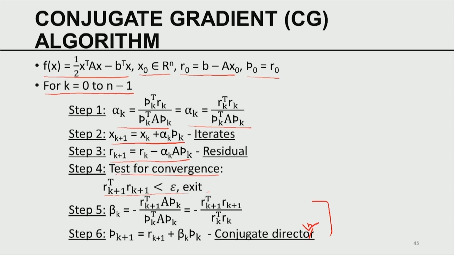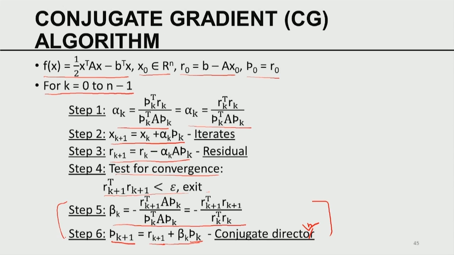Conjugate direction. So steps 5 and 6 together help you to define the conjugate direction. P k plus 1 is the new conjugate direction, P k is the old conjugate direction, R k plus 1 is the new residual I have already computed. So using the new residual and the old conjugate direction, I am taking a linear combination to get the new conjugate direction. The coefficient of the linear combination is beta k, and beta k is again given by two ways of computation, one by this formula, another by the other formula. So steps 5 and 6 together define the conjugate direction.